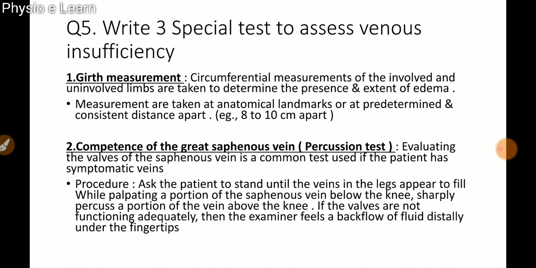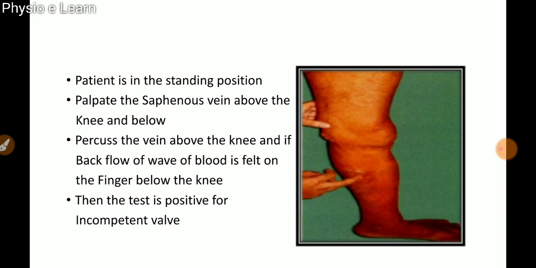So this is done to evaluate the valves of the saphenous vein, and it is the commonest test used if the patient has symptomatic veins. The procedure: we have to ask the patient to stand until the veins in the leg appear to fill, while palpating a portion of the saphenous vein below the knee and sharply percuss the portion of the vein above the knee. So if the valves are not functioning adequately, then the examiner feels the backflow of the fluid distally under the fingertips. So I'm going to explain it in more detail in the next slide.